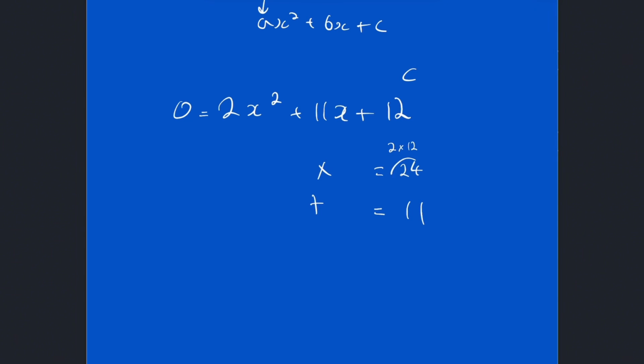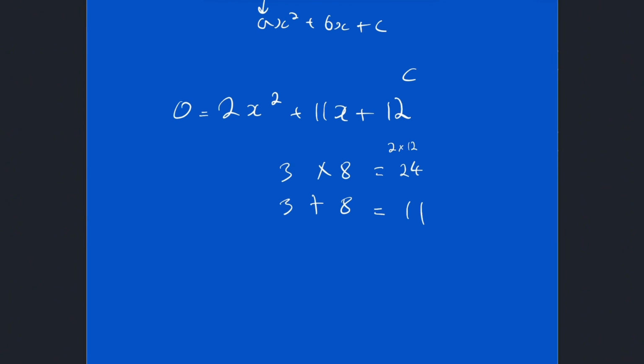Well, let's try. So I always look at 24 first. So, okay, let me just try 12 times 2. 12 add 2 does not equal 11. So that is not the answer. Let's try something else. What about 6 and 4? Does that give us the right answer? Well, not quite. So this is going to be 10. Okay, what else could we try? Maybe 3 and 8. Okay, so that works. Perfect.